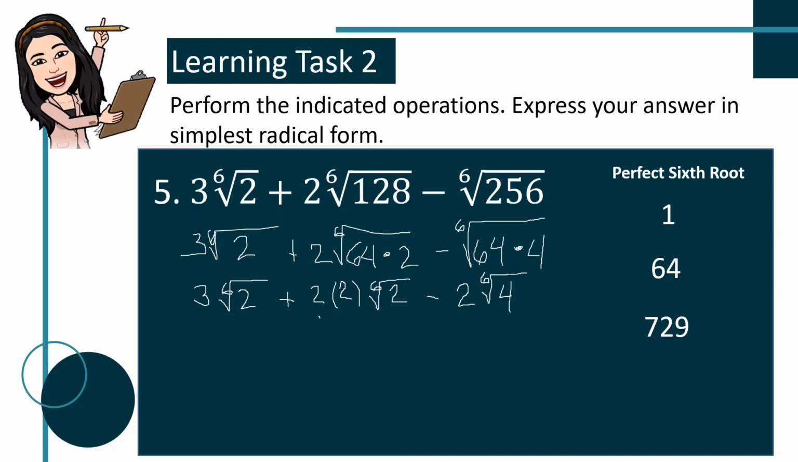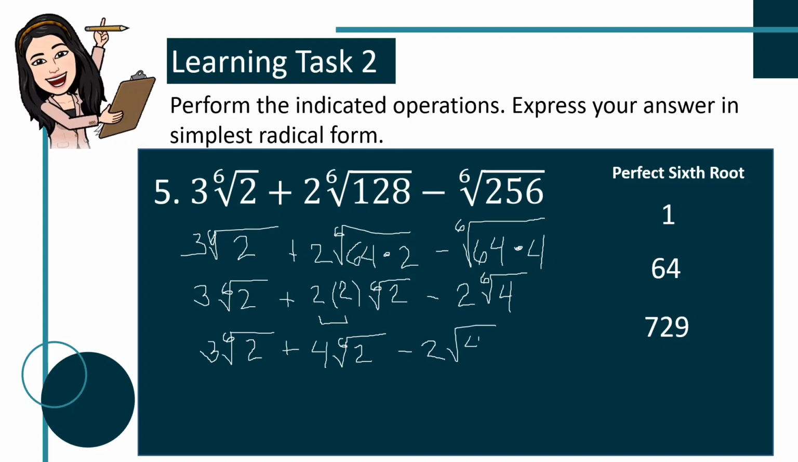Pwede pa natin i-simplify ang 2 times 2. So, our answer would be, we will just copy. Kokopyahin lamang natin. We have sixth root of 2, plus what is 2 times 2? We have 4. So, kokopyahin lang natin si 4 and then the sixth root of 2, minus 2 sixth root of 4.